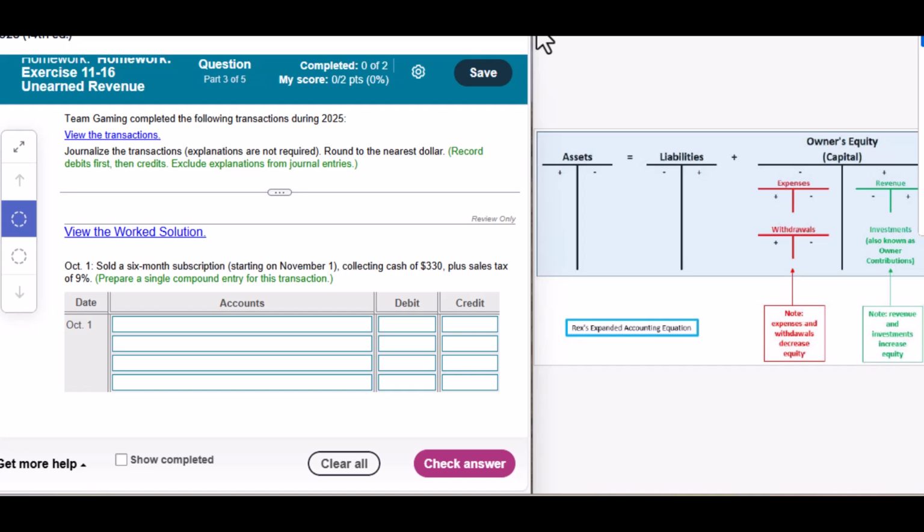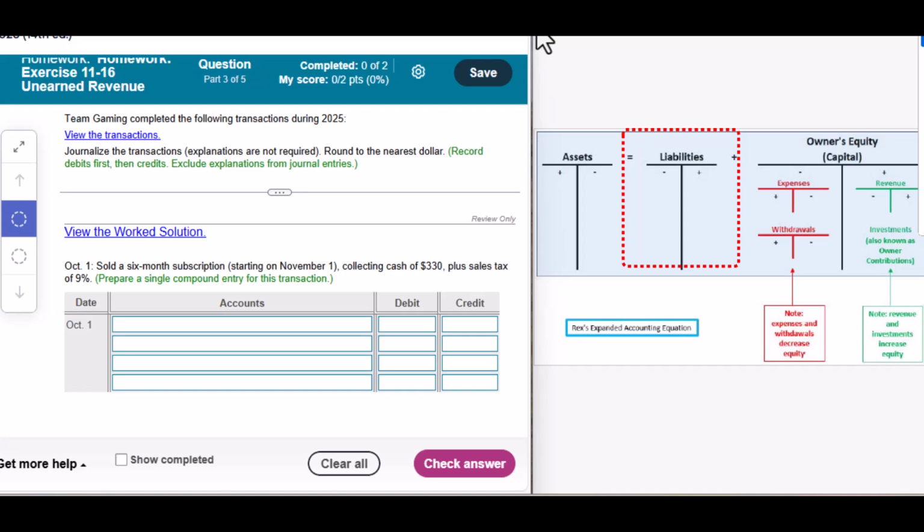Exercise 11-16. We're going to be working with unearned revenue. So remember, unearned revenue: when we get paid for something like a product or service, we're not going to provide that product or service yet. And because we have not provided it, we therefore owe that product or service. So unearned revenue is a liability until we have earned it.